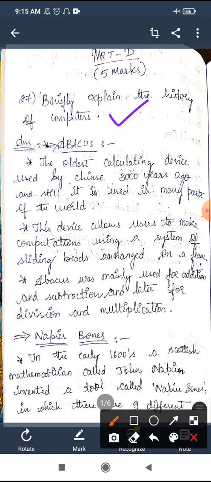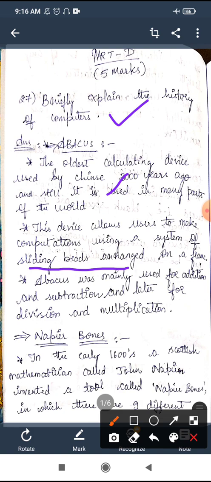The abacus was used by the Chinese people around 3000 years ago, and nowadays also in many parts of our country they still use the abacus system. The abacus has sliding beads arranged on a frame. Using those beads, arithmetic operations like addition, subtraction, multiplication and division were performed. These are the points you have to write for the abacus system.